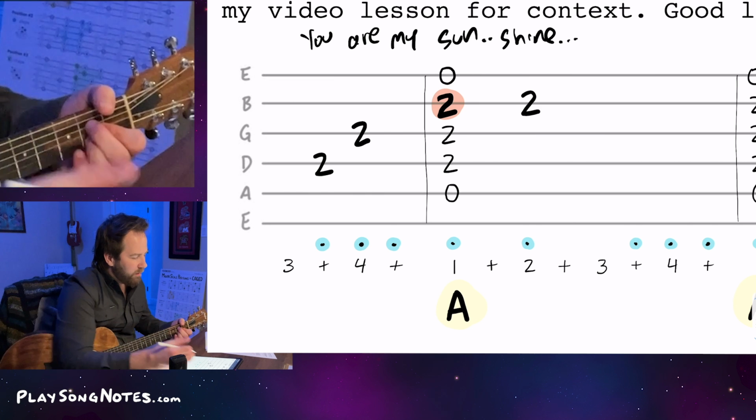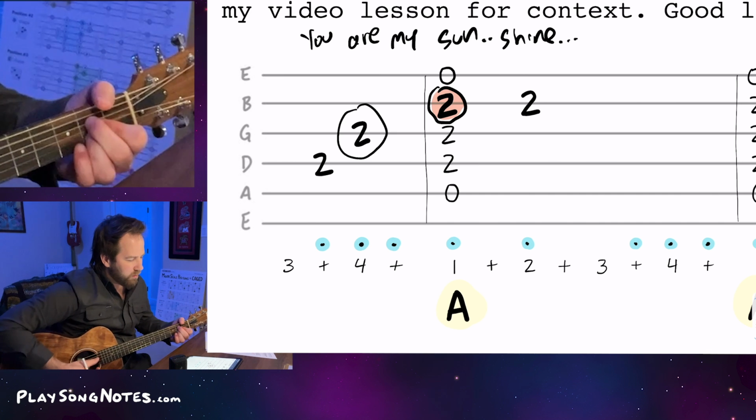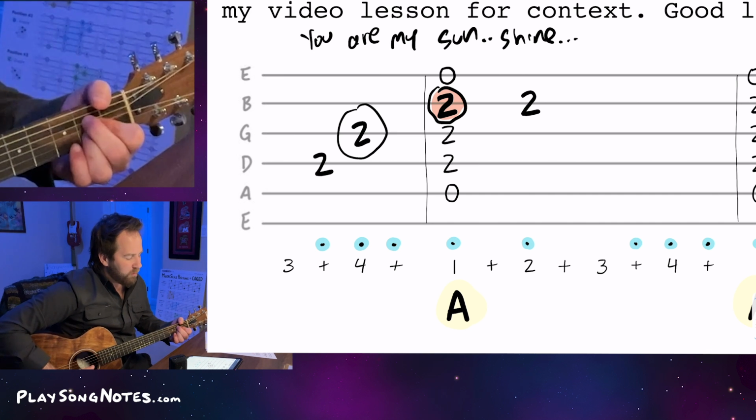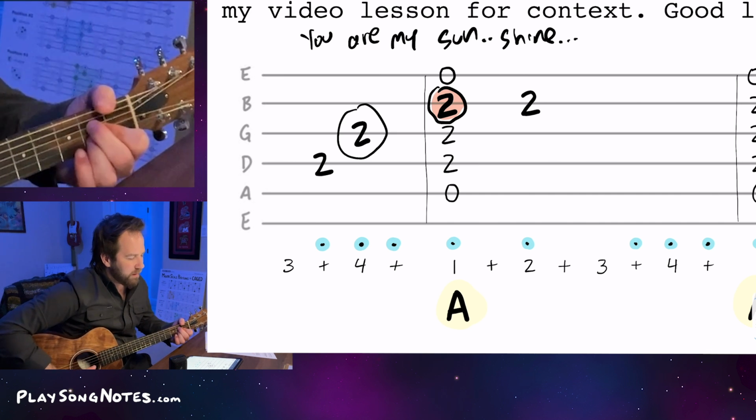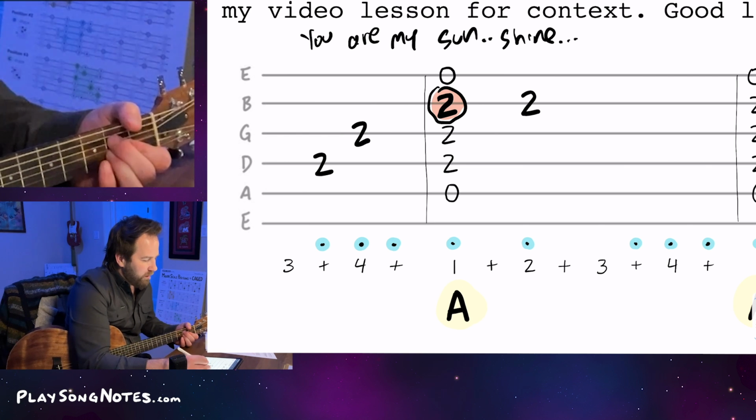Let's keep going up. Now, what is in between this note and this note? You are. Because we need one more note. My. So what is this note? 2nd fret on the G string? Well, if you know your music theory, that's an A. And then we know that this is a C sharp.